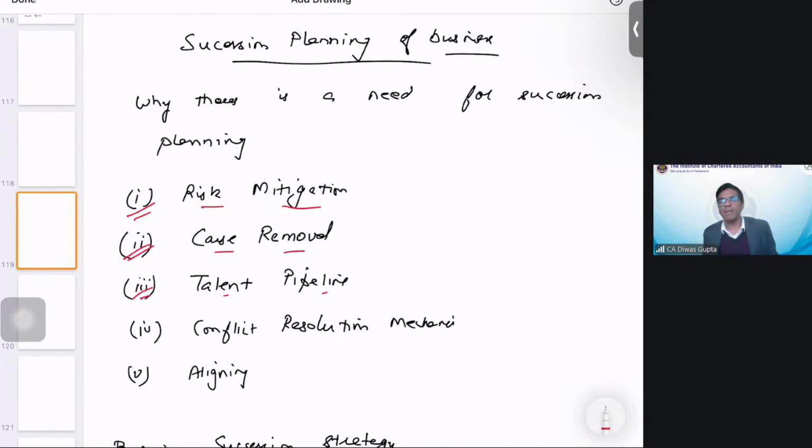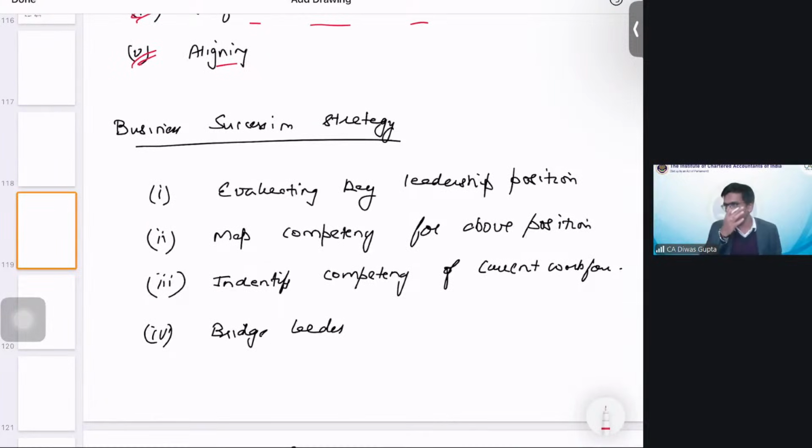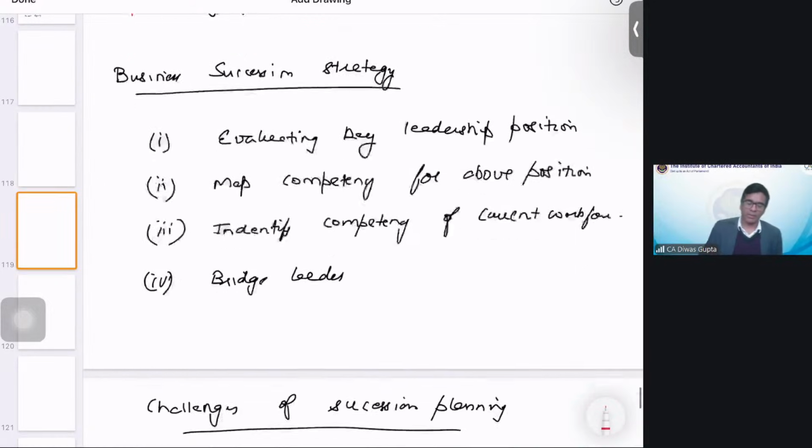Third, it helps to build a talent pipeline, because you know that for this position there are these three people in the pipeline. Fourth, it helps you in the conflict resolution mechanism, because for a single position there might be 10 different contenders that would be in conflict. So you'll be able to clearly say that if this position opens up, there will be these two, three people who are matching in terms of their skill set and the requirement. And it also means aligning the overall workforce. This is the succession planning that we are talking about.